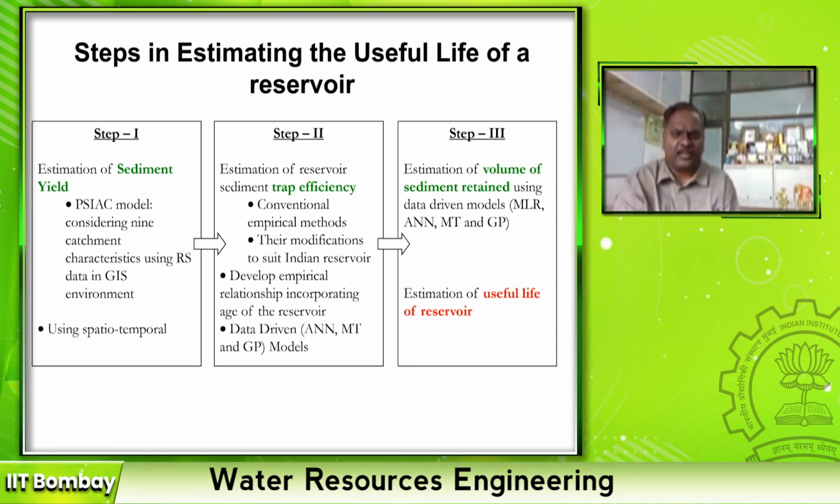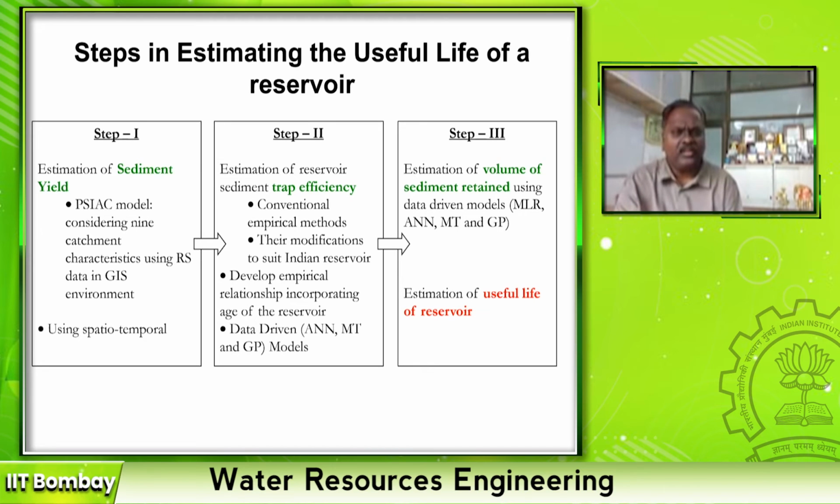So there are different steps in estimating the useful life of reservoirs. In one of our research studies on this, we carried out three different steps. The first one is to estimate the sediment yield from the catchment area. When I want to study the volume of sediment eroded from the catchment area, I need the aerial data of that catchment. For that I need to go for a remote sensing map. So use remote sensing and GIS environment to estimate the erodible catchment area. That will help us in estimating the spatiotemporal amount of sediment incoming to the dam.